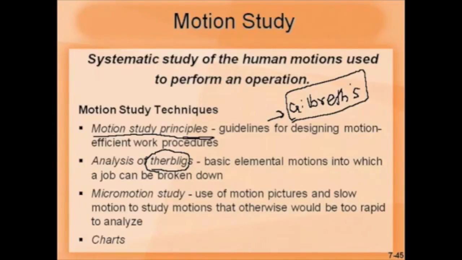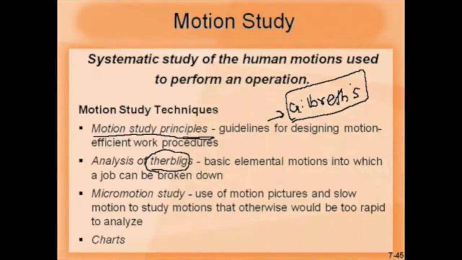So for example, if you consider a job of taking a Xerox copy, so there are different motions or different activities we do. Maybe we place a paper in the bin, press a button, and then take the Xerox copy. So within each activity, there are body part movements. Basically, analysis of Therbligs means those basic elemental motions are broken down.